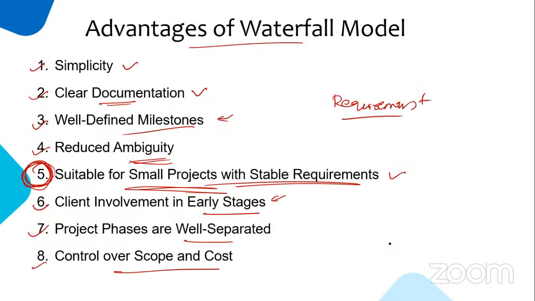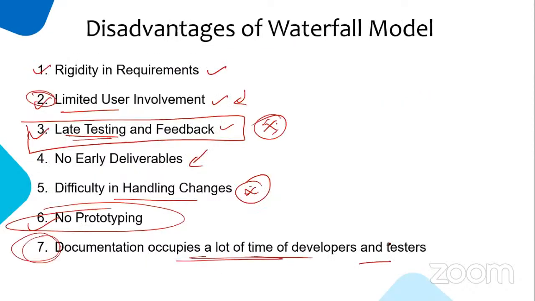So advantage, again, I'm saying it is suitable for small scale project, everything well defined, clear documentation, and then control over the project. Without completing one thing, we can't go with the other thing. Very stable requirement. Drawback, later we came to testing in the later part. So deferred cost is also going to be high. Requirement changes are not allowed.